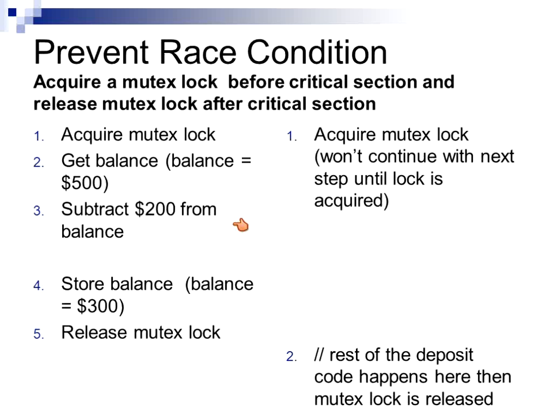So the husband would acquire the mutex lock, get the balance, subtract 200 from the balance, store the balance, and then release the mutex lock. And it wouldn't be until this point that the rest of the deposit code would continue executing. Okay? And then eventually the wife also would release the mutex lock that she acquired. All right?